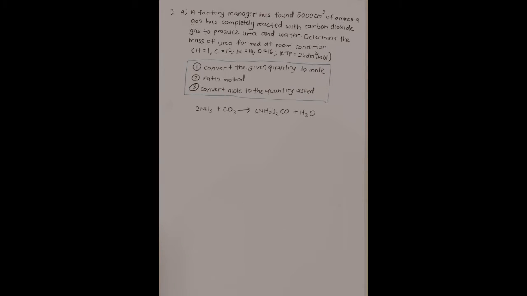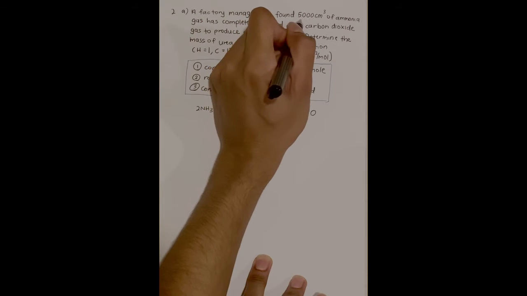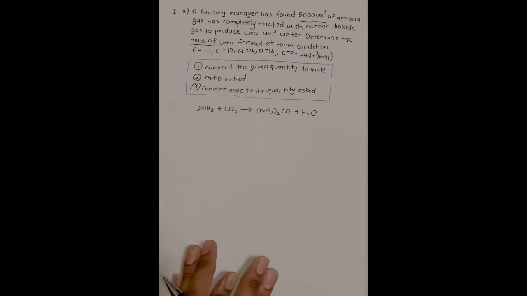Okay guys, so let's look at this question now. In this question they say a factory manager has found 5,000 centimeter cube of ammonia gas. So the volume is given to you and has completely reacted with carbon dioxide gas to produce urea and water. Determine the mass. They want you to determine the mass. Now I've given you the equation already because in this part we're only doing stoichiometry calculations. Okay. So now we have the equation, it's balanced already.